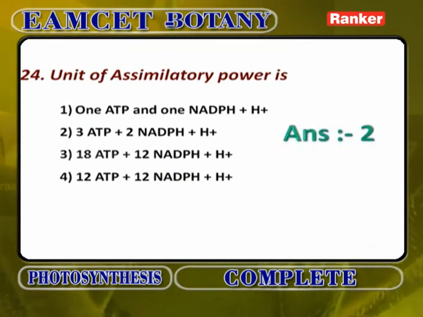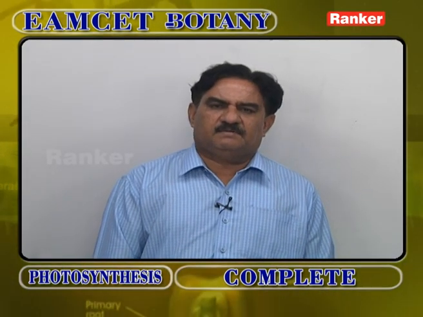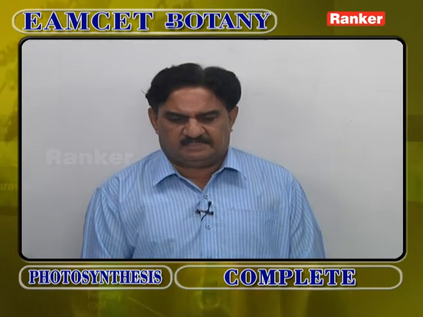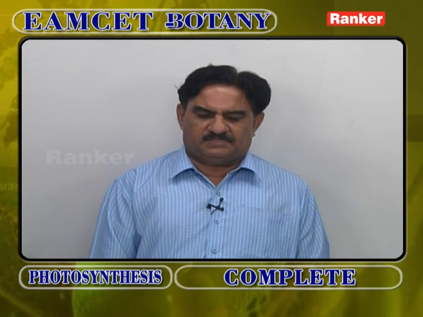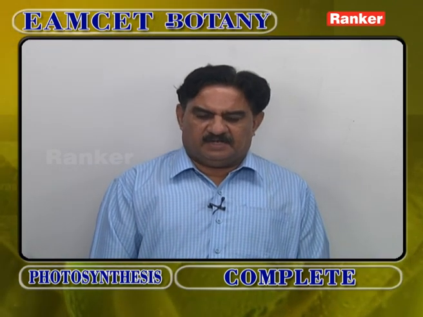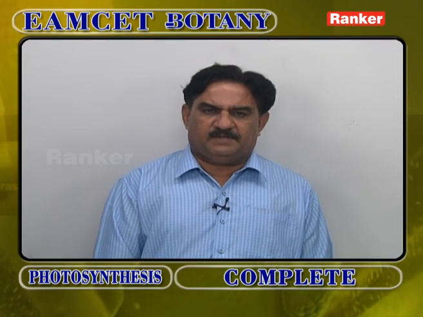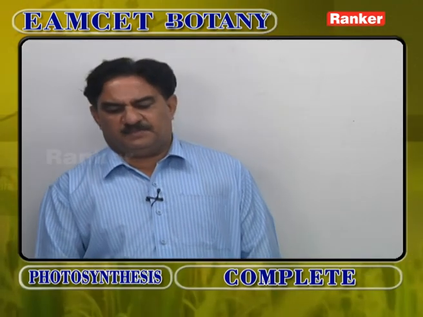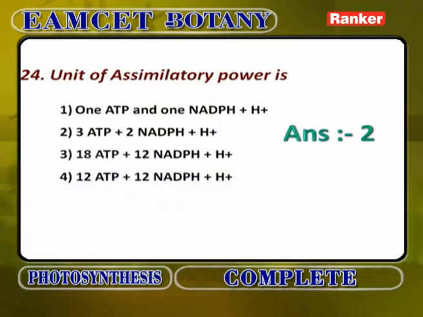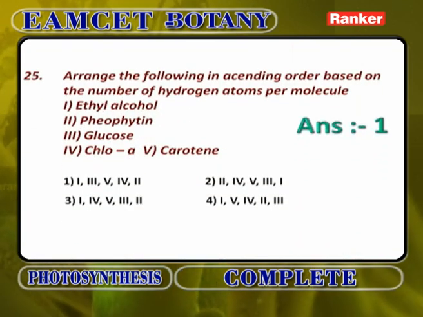Unit of assimilatory power means one assimilatory power which can fix one carbon dioxide. 1 ATP and 1 NADPH2 is wrong. 18 ATP and 12 NADPH2 is not for 1, it is for 6 carbon. 12 ATP, 12 NADPH2 is wrong. So the answer for this is 3 ATP and 2 NADPH2. So the unit of assimilatory power is 3 ATP and 2 NADPH2.